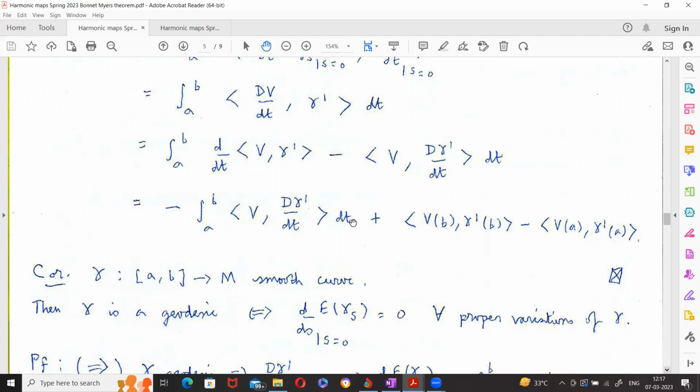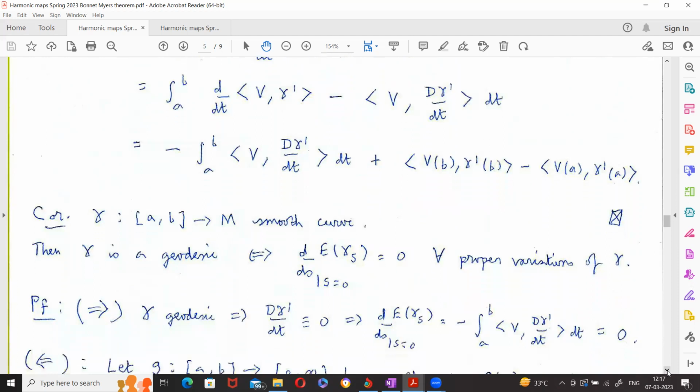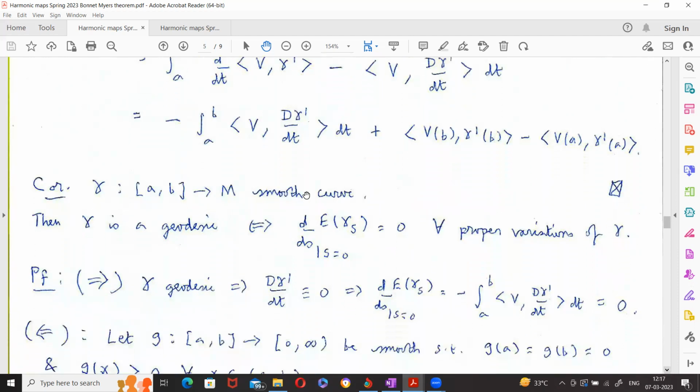So that proves the first variation of energy. And this is enough to prove that a curve is a geodesic if and only if the derivative of the energy is 0 for any proper variation of gamma. If I take any proper variation of gamma, then the derivative of the energy has to be 0, and vice versa. If the derivative of the energy is 0 for any proper variation, then gamma is a geodesic.